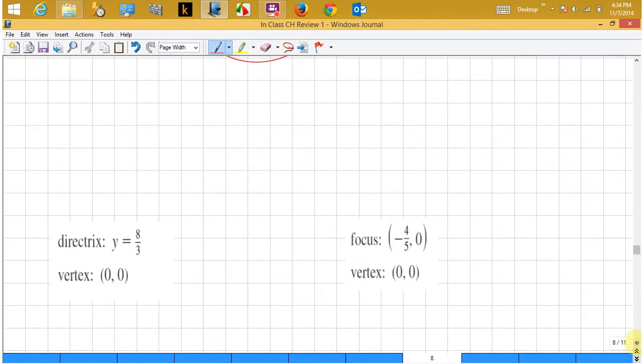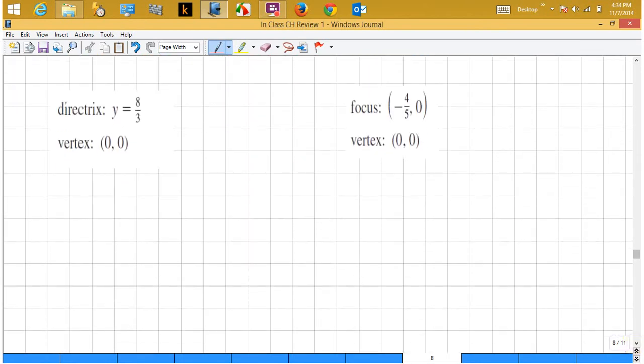Okay, the next two are word problems. They're words, and we have to find the equation. So let's draw a little picture. For the first one, we have a directrix as y is equal to 8/3. So if I just drew a quick little graph here, we would have y is equal to 8/3, which means this parabola is going to open downward. And it's going to have a focus here at 0, negative 8/3. So p is equal to negative 8/3.